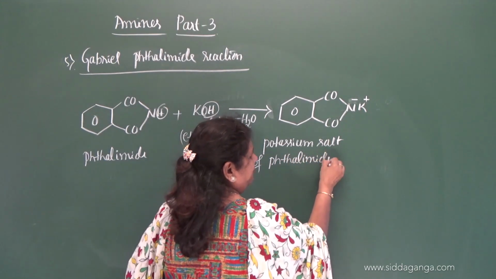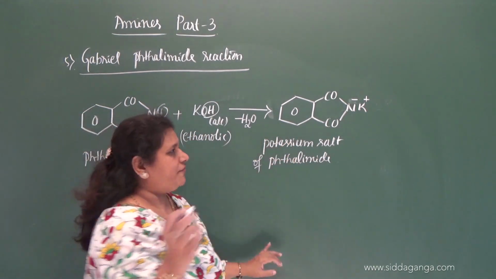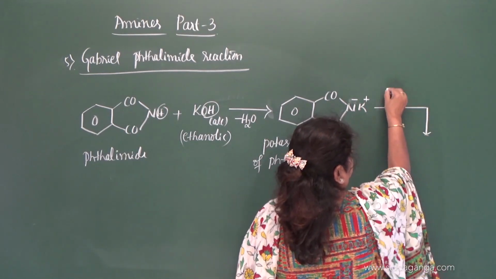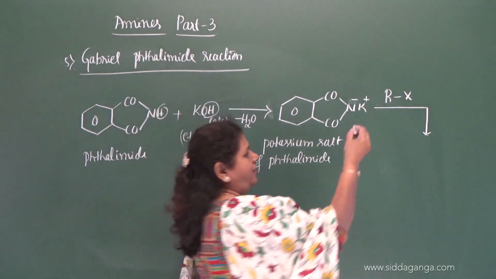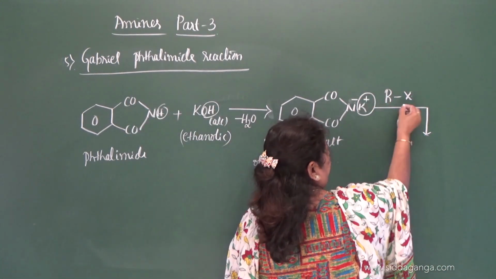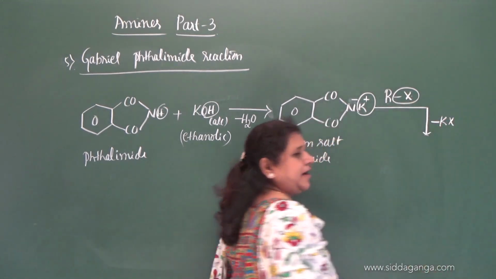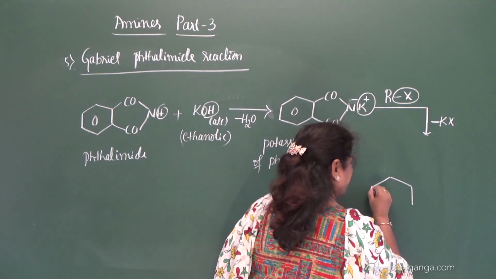Potassium salt of phthalimide. Now, when this potassium salt of phthalimide reacts with alkyl halide, K plus and X minus combine to give potassium halide, which is eliminated, and it results in the formation of this compound.